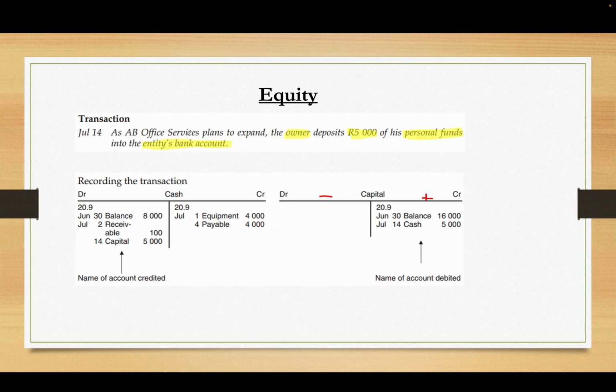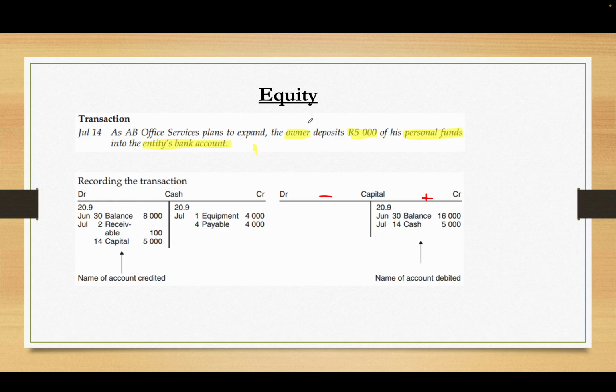As Sia Ltd plans to expand, the owner deposits 5,000 of his personal funds into the entity's bank account. So my own money I put into Sia Ltd's bank account, the bank account of the business. I put my own 5,000 rand into the bank account of the business. You understand? So this is recorded as capital because I'm using my own money in the business.